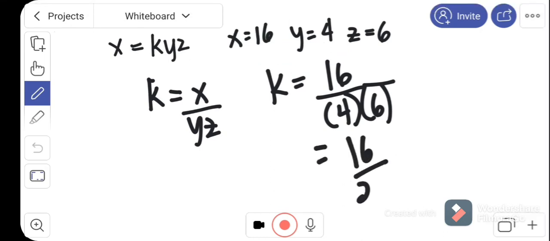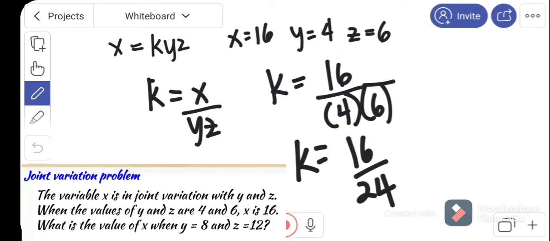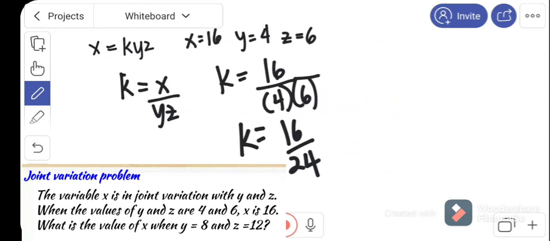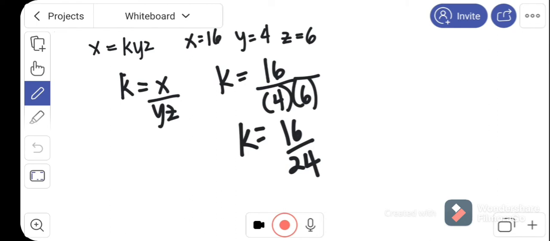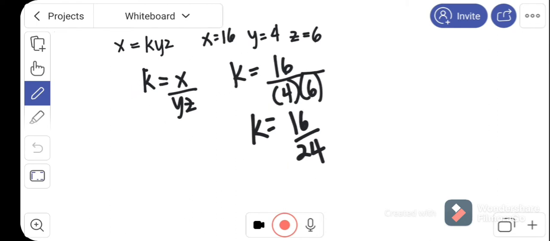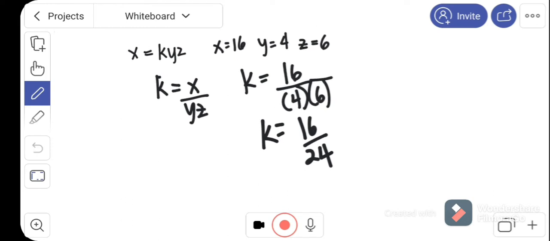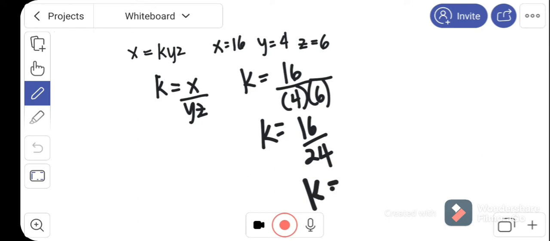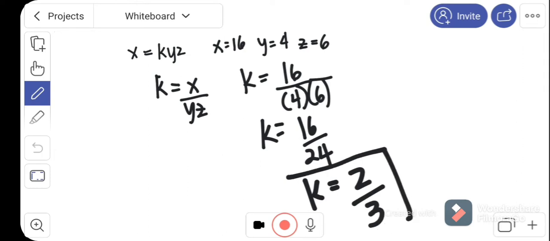Then we simplify. 16 over 24. And then simplify again. What is the GCF for 16 and 24? The answer is 8. Then we divide both by 8. So 16 divided by 8, that would be 2. 24 divided by 8 is equal to 3. Now we have our constant of variation.